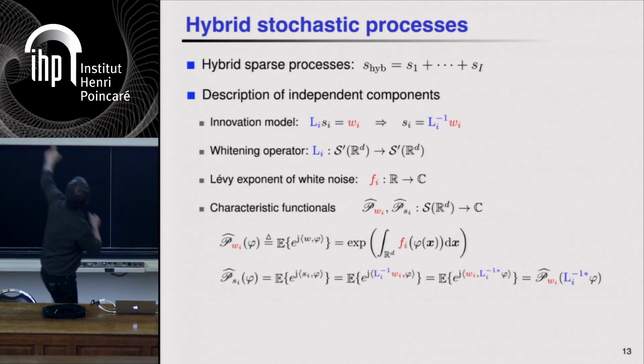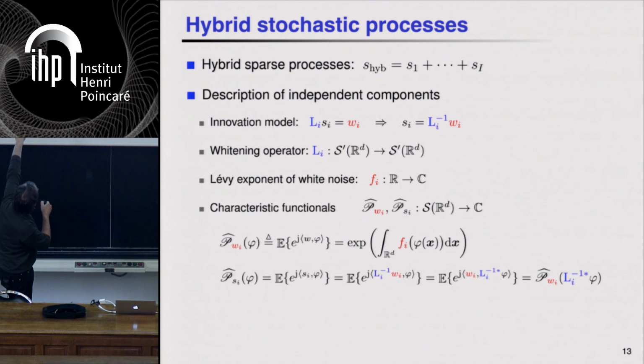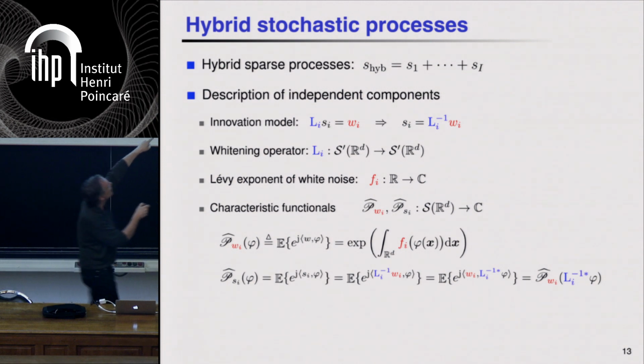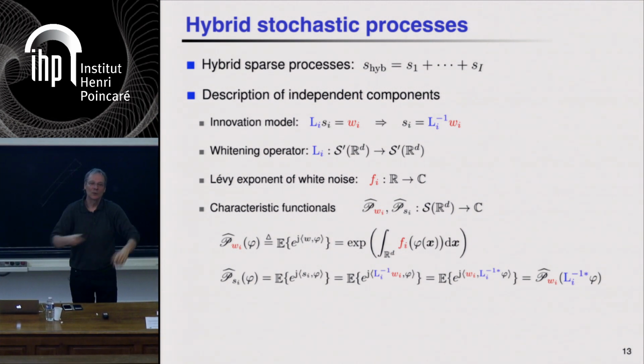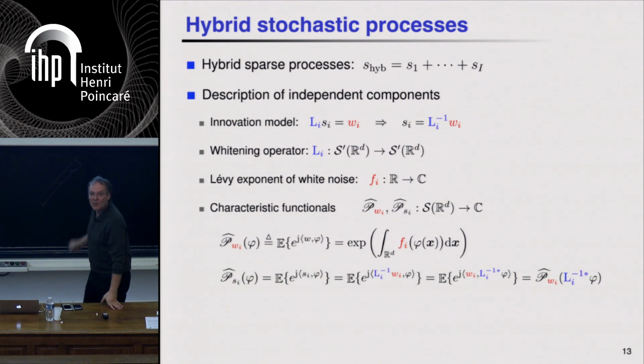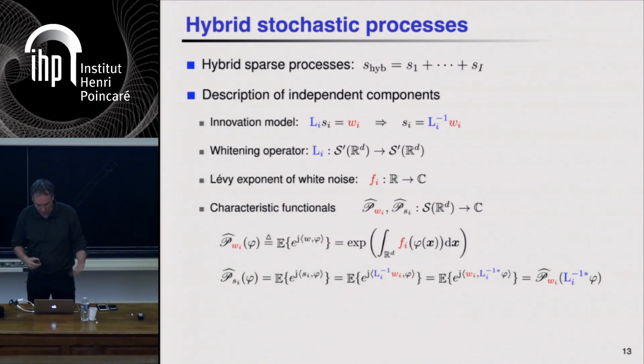Now, those processes here, by using this trick here, you can write the S as L minus 1 W, and then you can move the L minus 1 on this side by taking the adjoint, and then you can write it like that. So if you know the characteristic functional of the white noise, you can deduce the characteristic functional of the S.